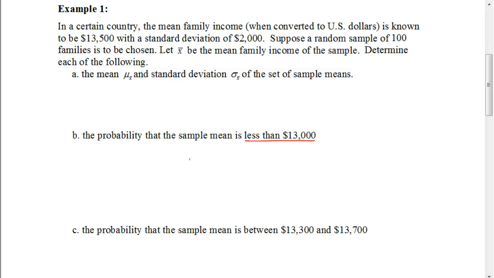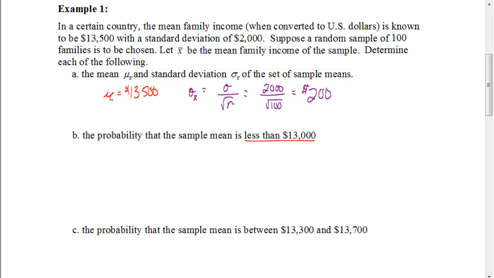So recall that the mean for our sample means is going to be the same as the mean for our population, the $13,500. The standard deviation, that is what we were just talking about, where we take the standard deviation of the entire population and divide that by the square root of n. Well, 2,000 divided by the square root of 100, and the square root of 100 is 10. So I would take the 2,000 divided by that 10, and I would get $200. So the standard deviation for the sample means would be $200.